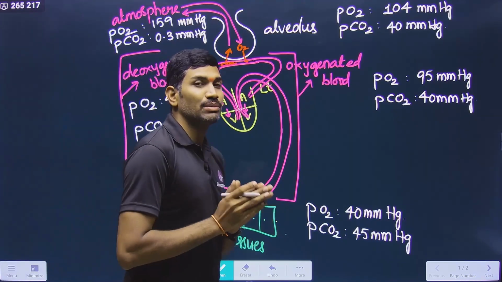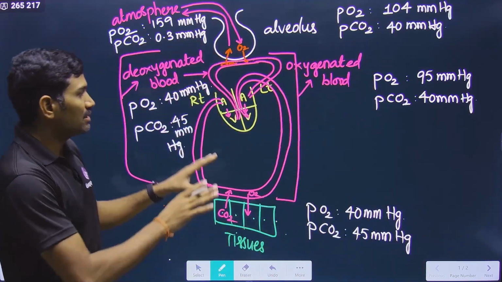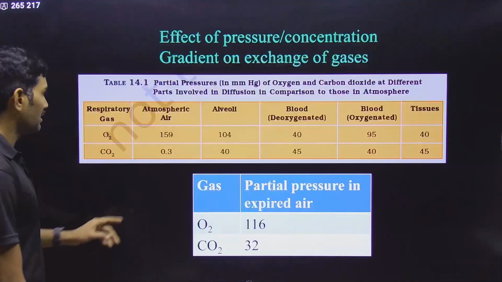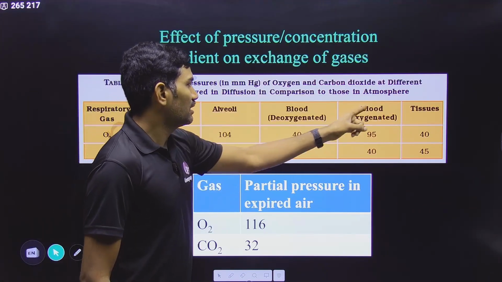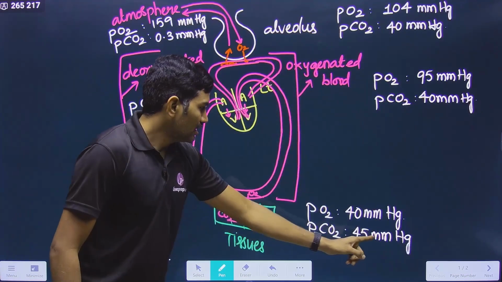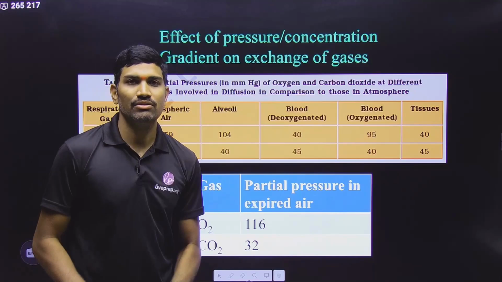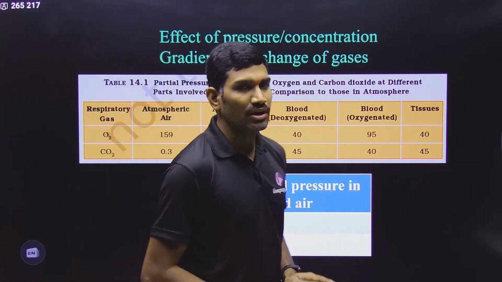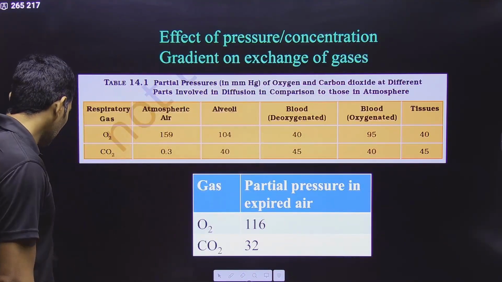Since they have given these values in the NCERT, every student should compulsorily remember them. Now we will see the same thing they have given here. In the atmospheric air it is 0.3. Alveoli 40, oxygenated blood 40. Tissues and deoxygenated blood, they have 45 mmHg, not percentage. Percentage is a different thing. So it is 45 mm each. In this way they have given this table.